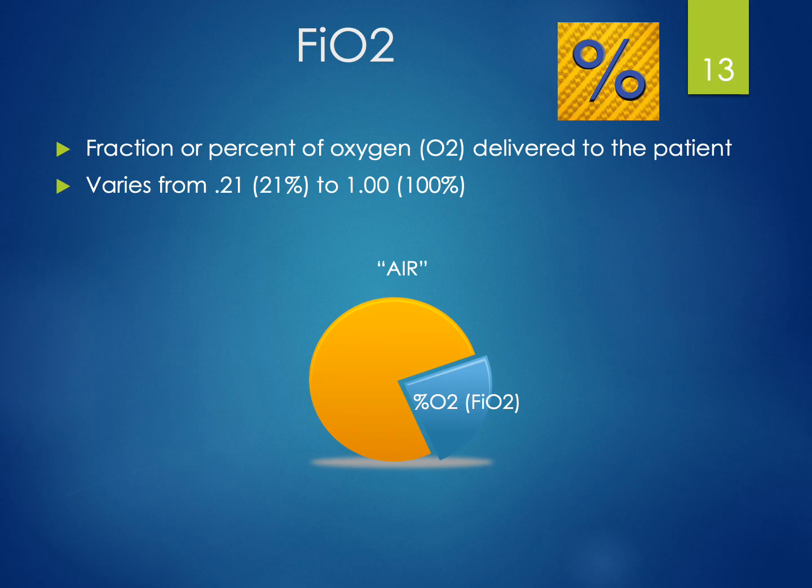Now, our patients who are sick and need this ventilator for support will likely need a larger proportion of oxygen in the air that they breathe. So maybe 30% instead of 21%, maybe 40% or even 60%.